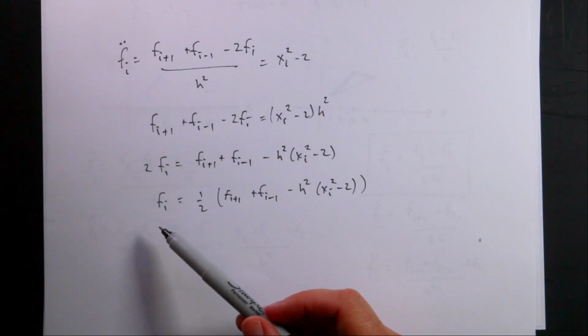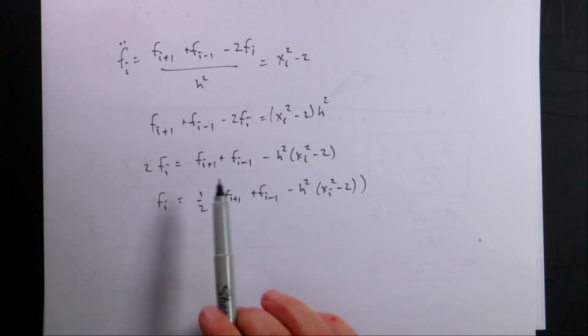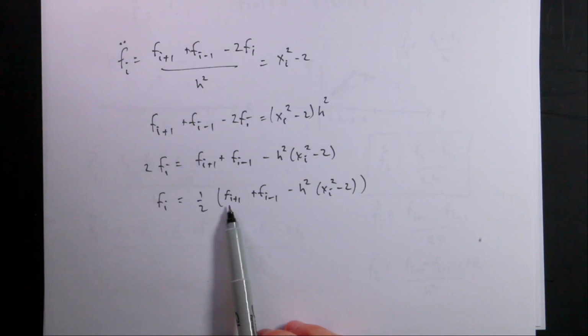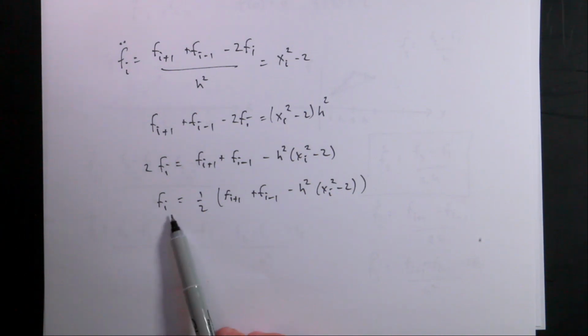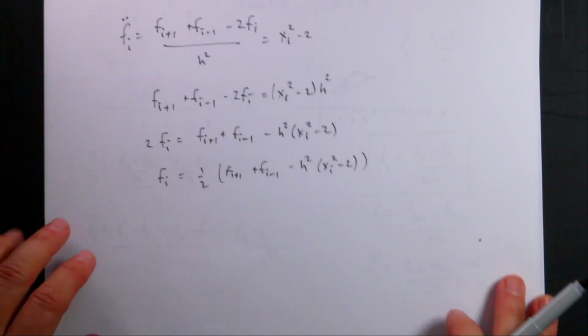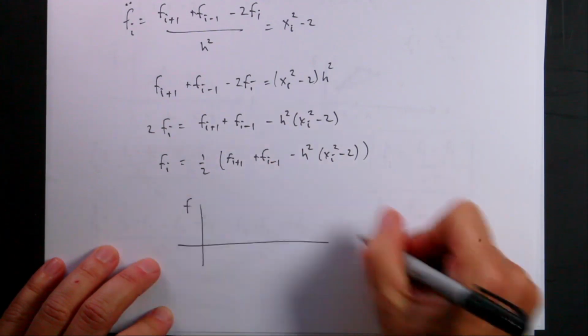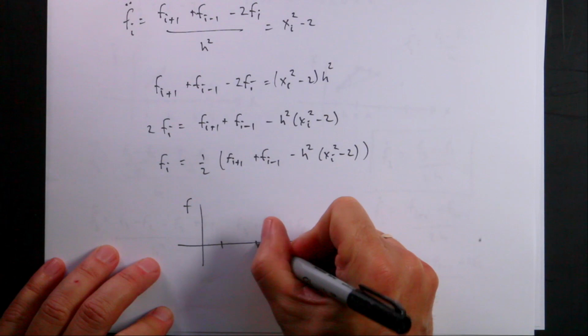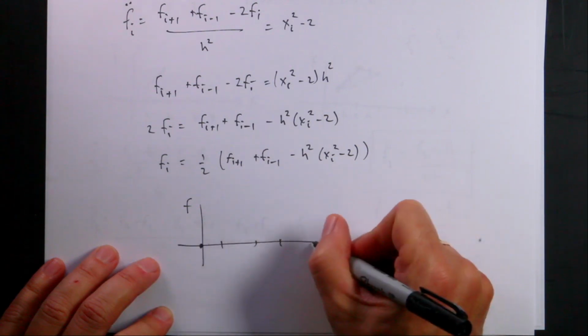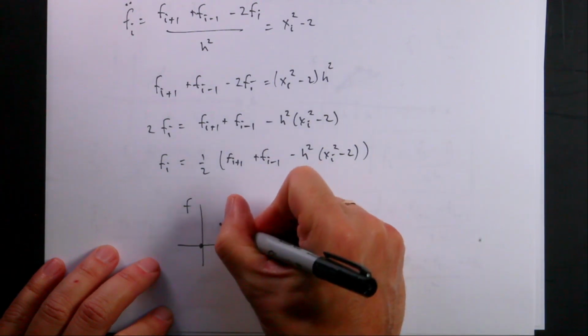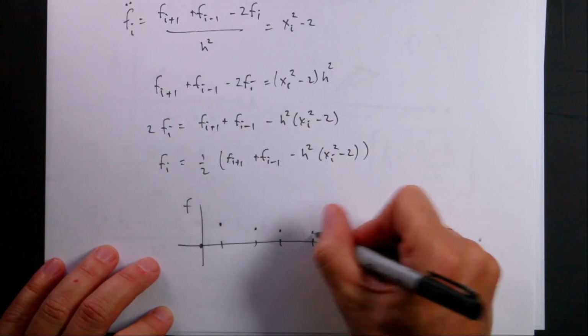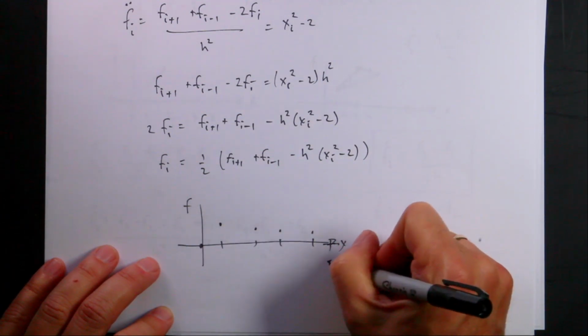So this says that if I know the value of f before and after this point, and the x value, then I can find that point. That doesn't seem useful, but it is, because here's what we're going to do. This is what's called successive over-relaxation. Suppose I have some values for f and x. And this is x equals 3 at the end.